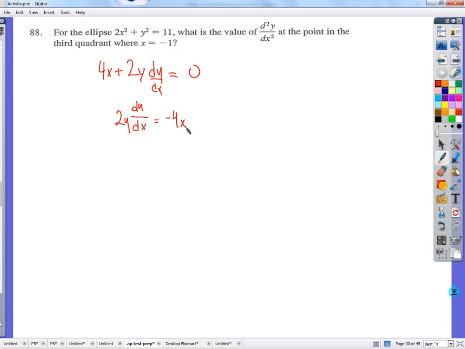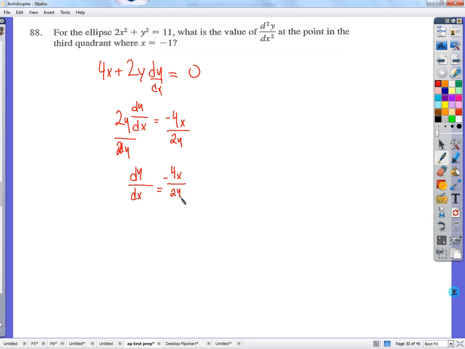Divide by 2y. Sorry. Callie has trouble with the twos and the d's. I can do that. It's okay, Callie. Twos and your d's? Yes. That's me. And like, some numbers and letters. All right, so now dy/dx is by itself.